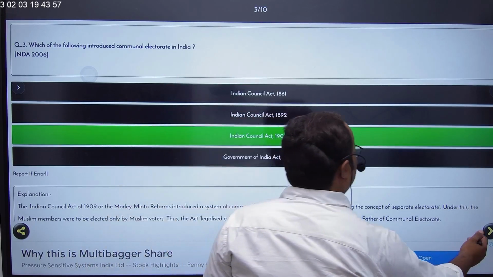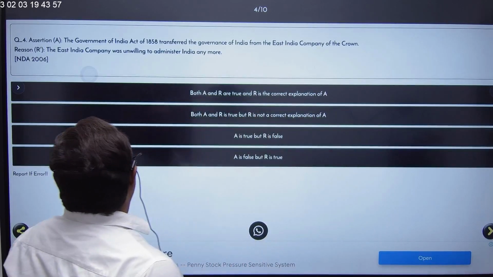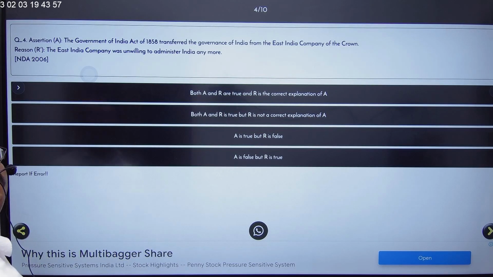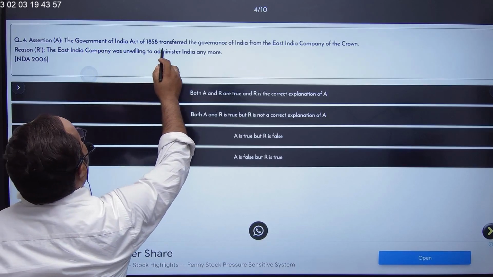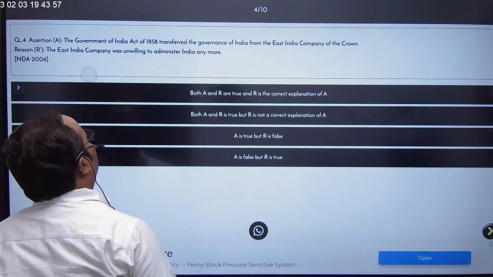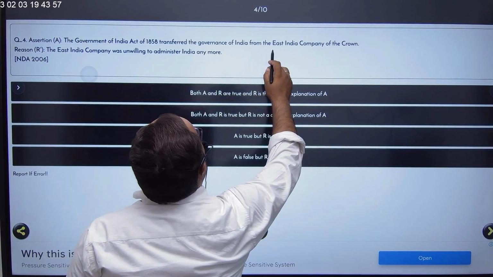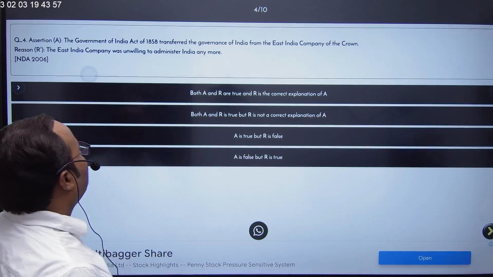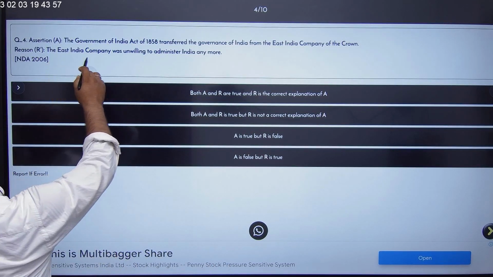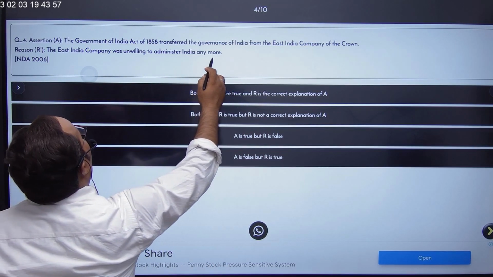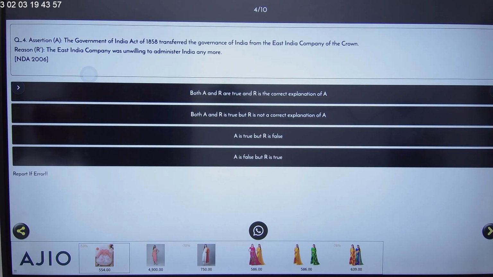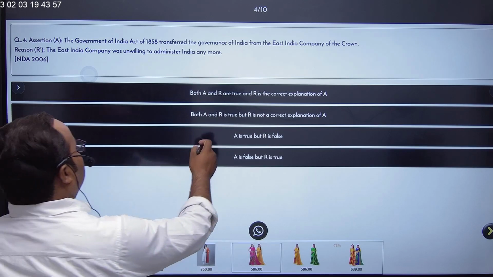So the next question, the fourth one, is an assertion and reason question. Assertion means कथन के रूप में and reason के रूप में. The Government of India Act 1858 transferred the governance of India from the East India Company to the Crown. Right? That is totally correct. The next: the East India Company was unwilling to administer India anymore. That is incorrect. So the answer will be C.